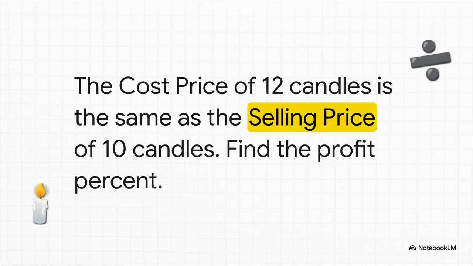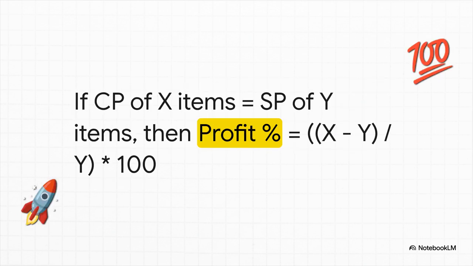Okay, here's a classic. This is the kind of brain teaser you see on exams all the time. It sounds tricky. The money you spent on 12 candles, you earn back by selling just 10 of them. So you know it's a profit, right? The other 2 candles are pure gain. But what's the percentage? Well, there is an amazing shortcut for this exact type of problem.